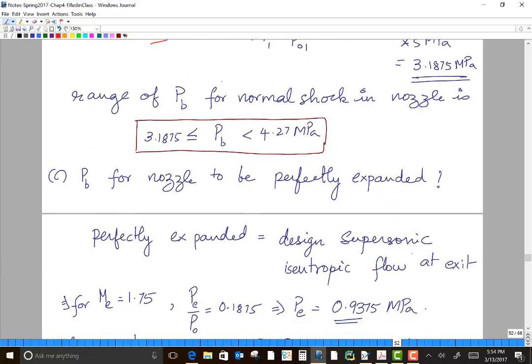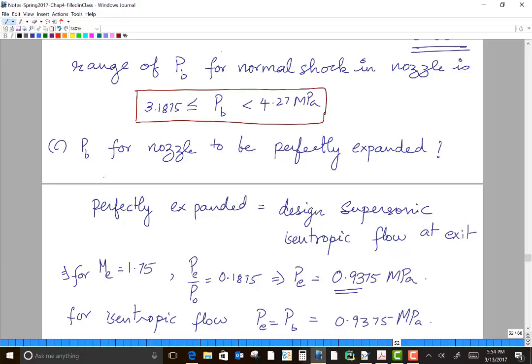Now the last part of the question, find the PB for the nozzle to be perfectly expanded, right? That is easy. The perfectly expanded case means you have a supersonic isentropic choked flow solution. When this happens, the exit plane Mach number is supersonic, and since it's perfectly expanded, even though the supersonic flow cannot sense the back pressure, the exit plane pressure and the back pressure are the same. Which means I know my design Mach number. All I have to do is go back to my appendix B, my isentropic flow solution, and compute my PE by P0, which is the same as PB by P0.